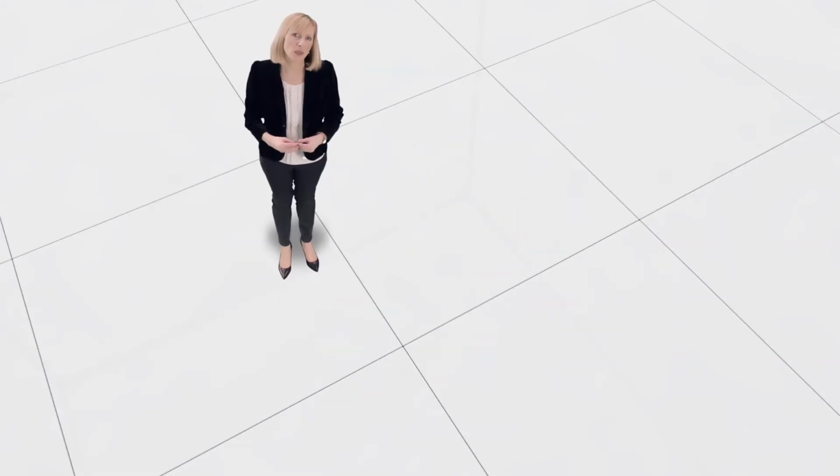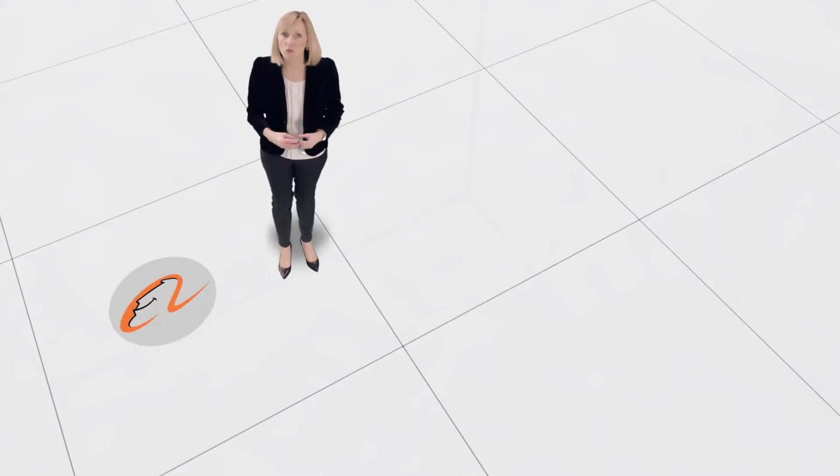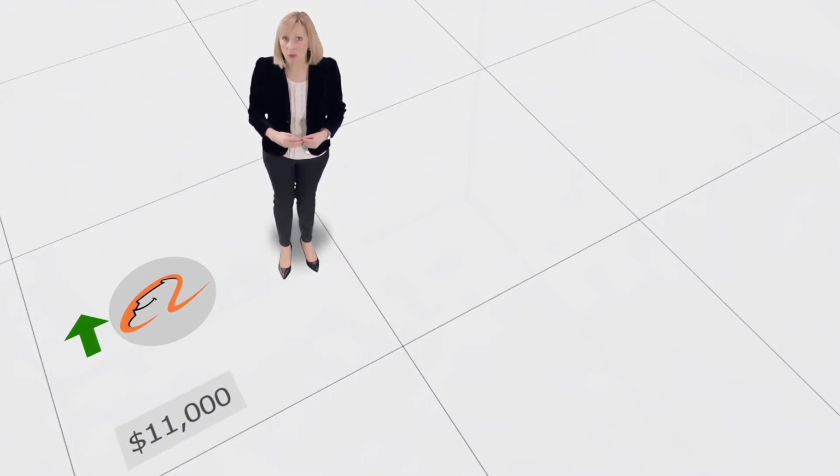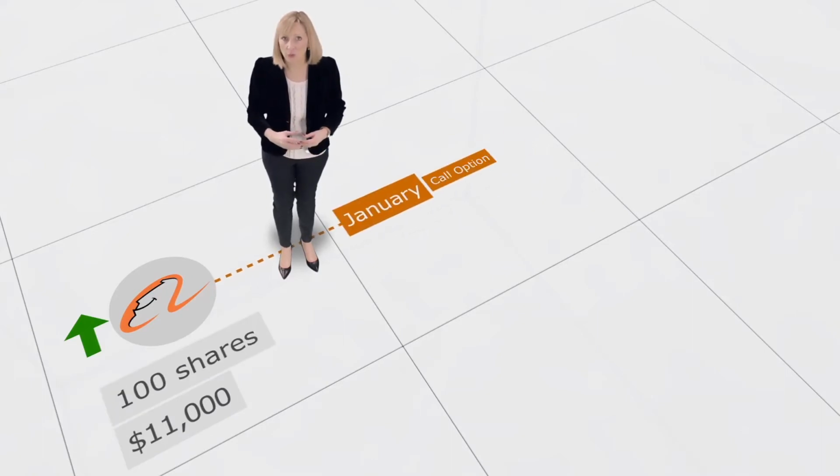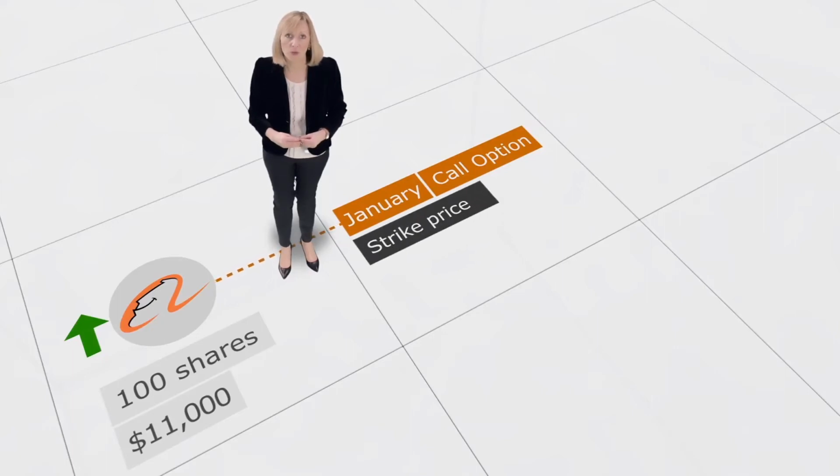Now consider the following example. You believe that the shares of Chinese auction site Alibaba will continue to rise, and you want to capitalize on this. Let's explore how an option purchase may be different from a stock purchase. Instead of investing over $11,000 to own 100 shares, you buy a January call option with a strike price of $110.